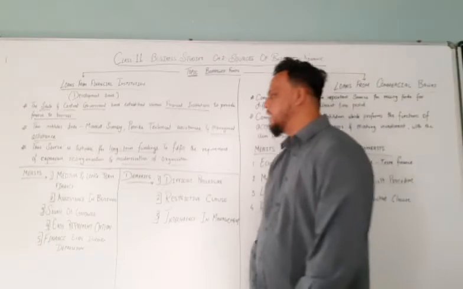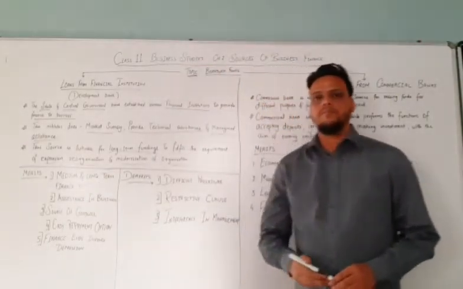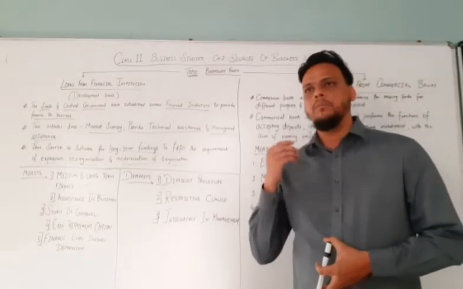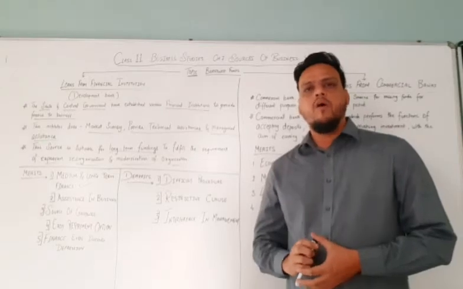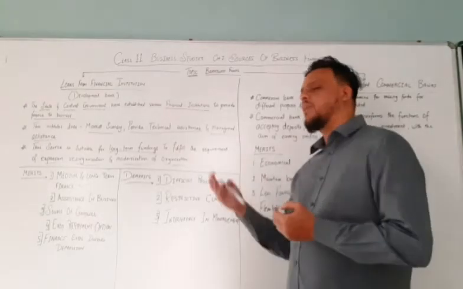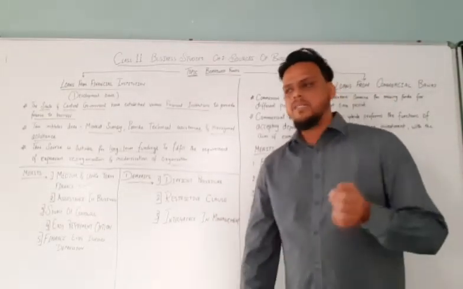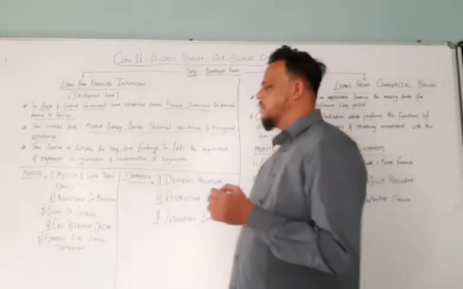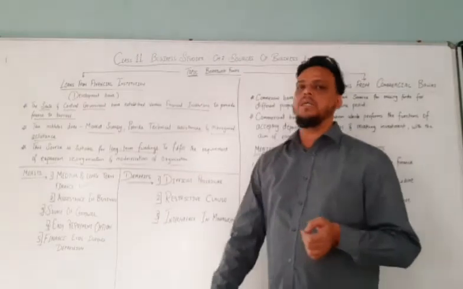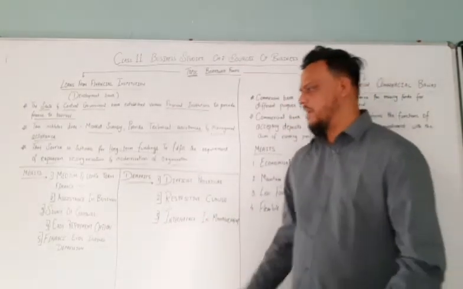The first merit is medium and long-term finance. This financial institution helps bigger organizations by providing medium-term or long-term financing to huge organizations, as compared to commercial banks. Commercial banks do not provide medium or long-term financing. They always provide short-term loans to the organization.